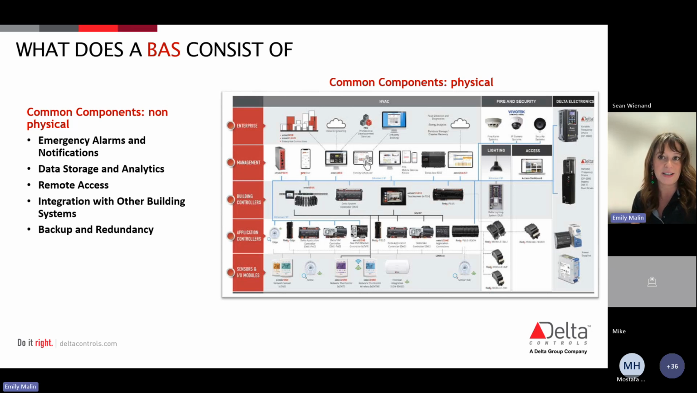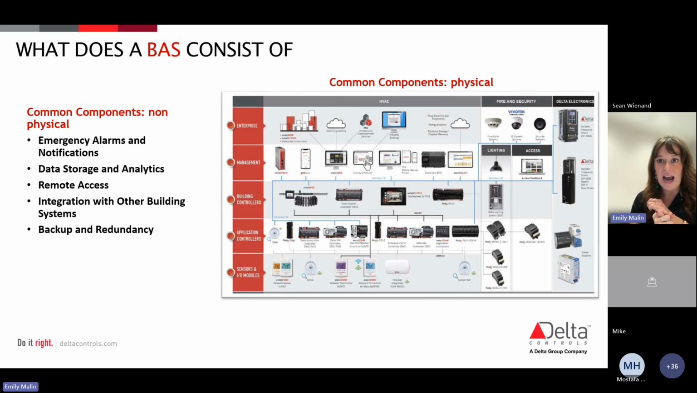That picture on the right there is a really common architecture that you might see in a building automation system. But what we also like to point out is that there are a lot of non-physical components that are really important to start thinking about, especially as engineers, when you're starting to build this system and figure out how you want your building to be controlled. That's where you're really going to start to see some of these non-physical components come into controls, right?